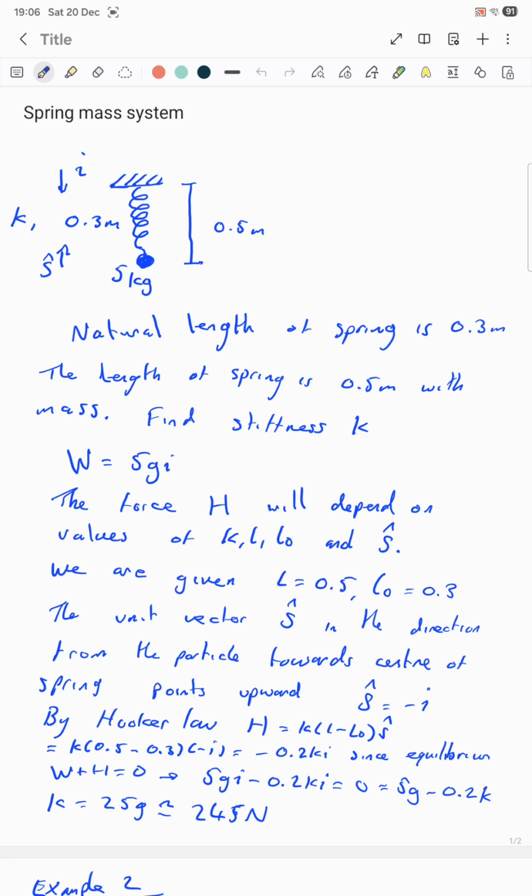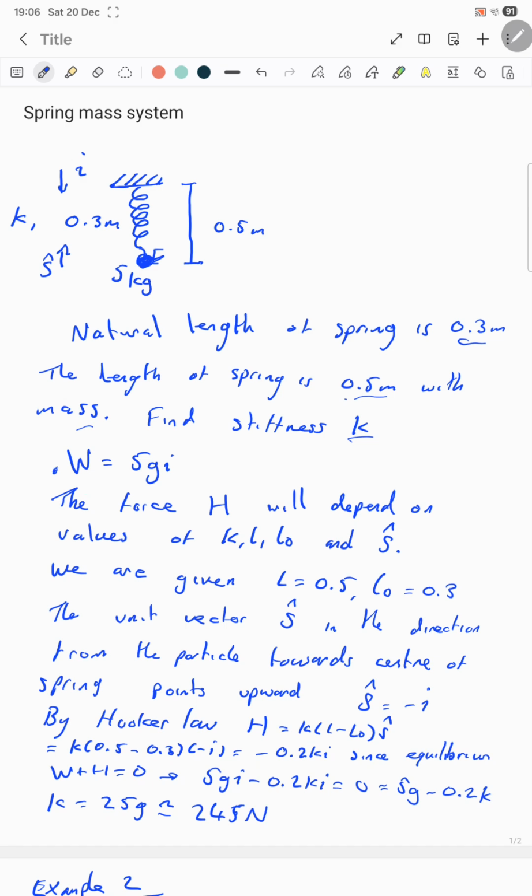So this is a spring mass system where the natural length of the spring is 0.3 meters, and the length of the spring with the mass is 0.5 meters, and the mass is here 5 kilograms, and we want to find the stiffness K.